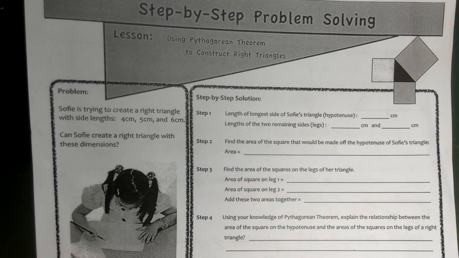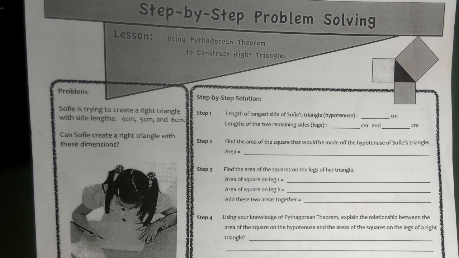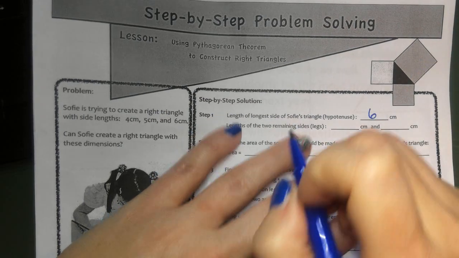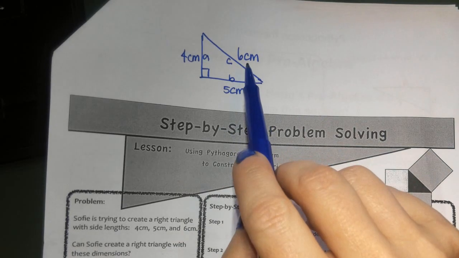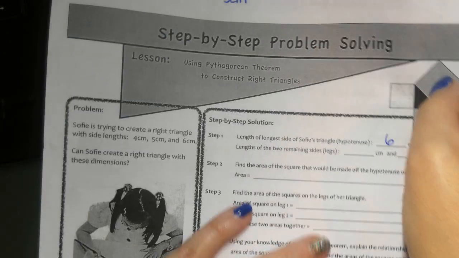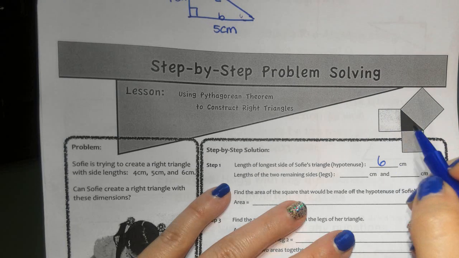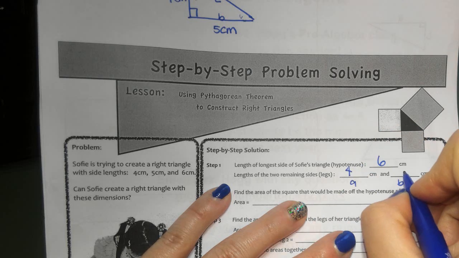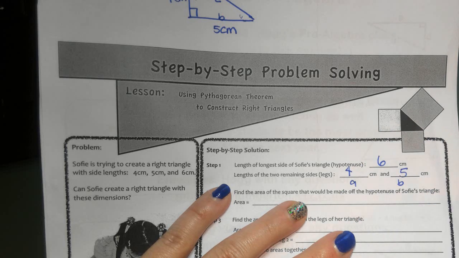So here's how we're going to solve it. We're going to do step 1. Step 1 is the length of our longest side of Sophie's triangle, which is her hypotenuse. What was that? 6 centimeters. Okay? Right up here. Then, the lengths of the 2 remaining sides, what we call the legs, that's our A and our B, were 4 centimeters and 5 centimeters.